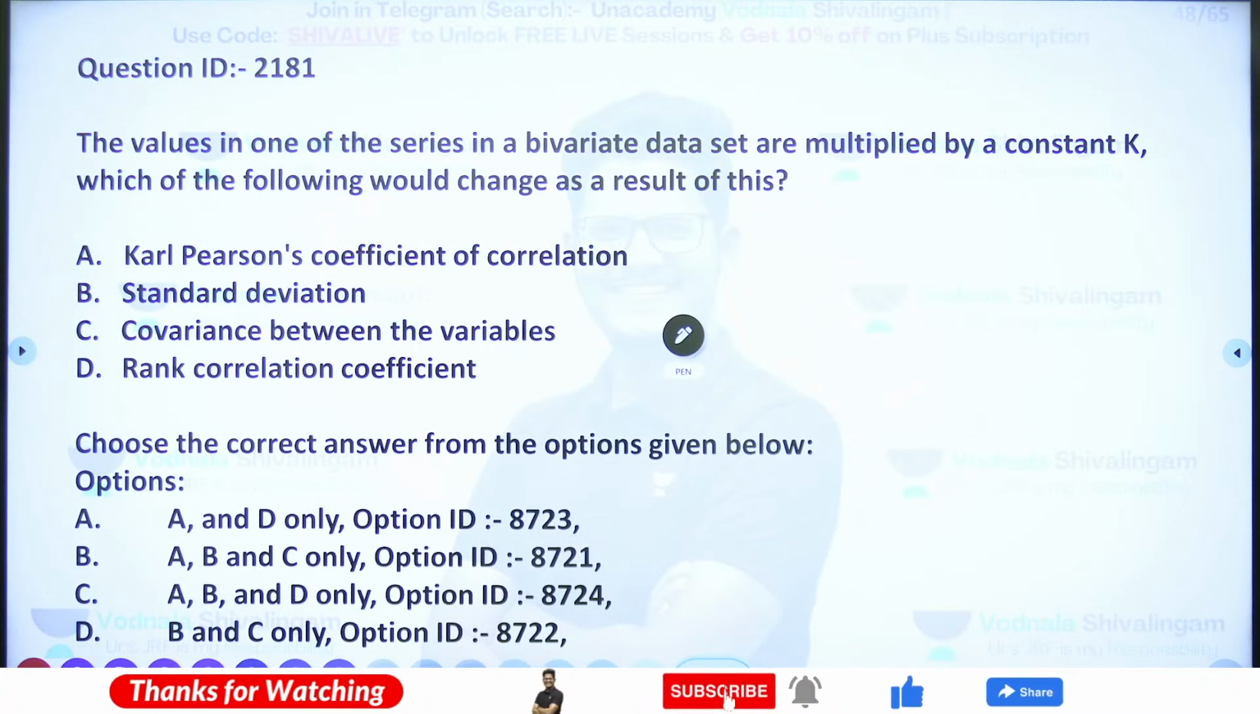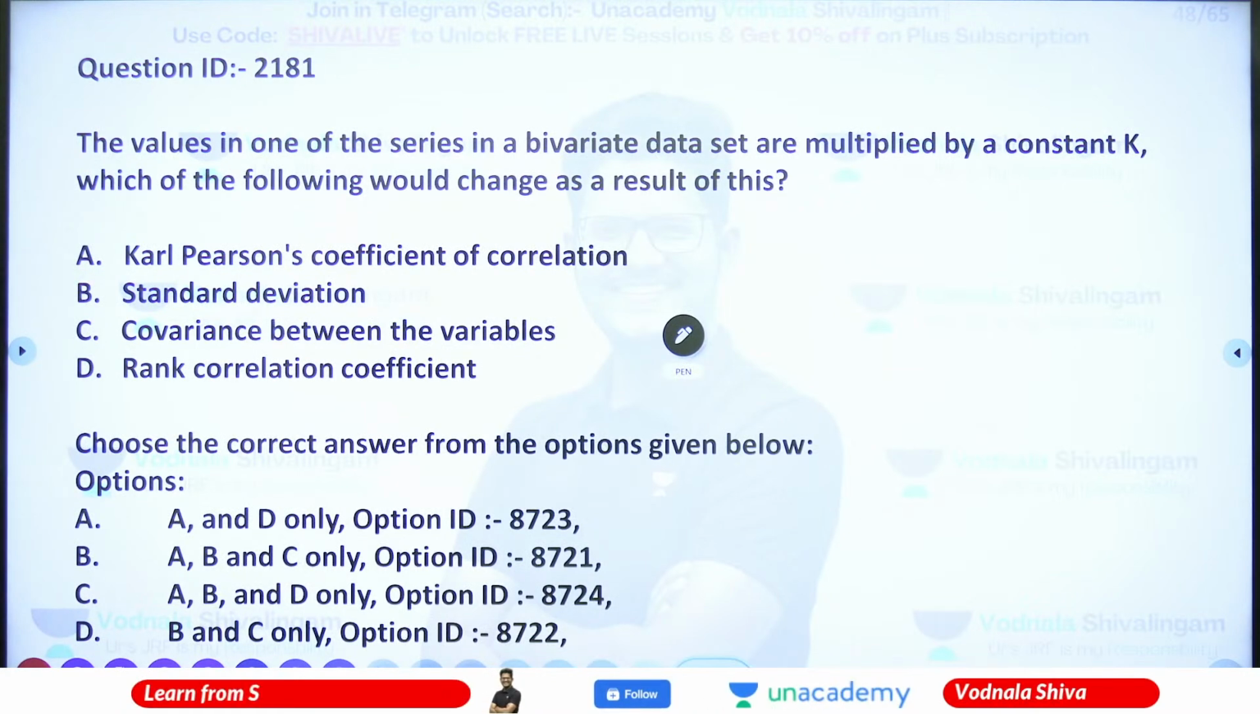The values in one of the series in a bivariate data set are multiplied by a constant k. Which of the following would change as the result of this?